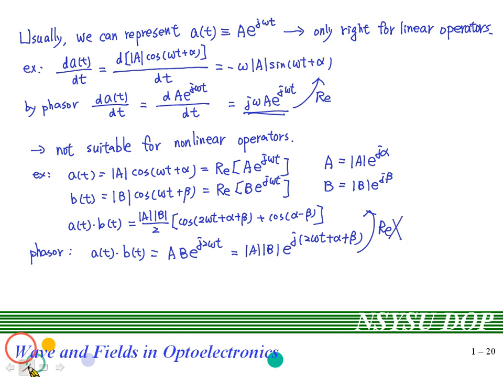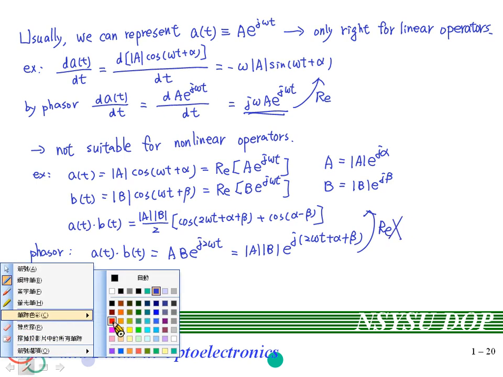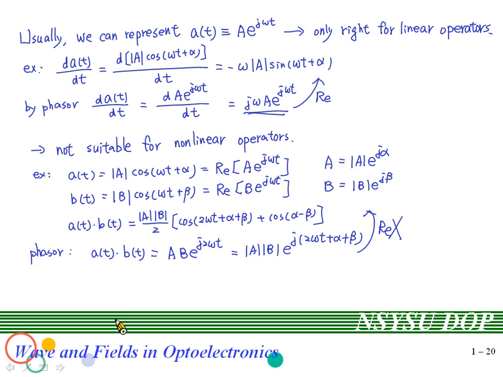So this tells us a very important rule for the phasor. That is, real part of x times real part of y is not equal to real part of x times y. So the multiply operation is not a linear operator, so you cannot just use phasor to perform this operation.